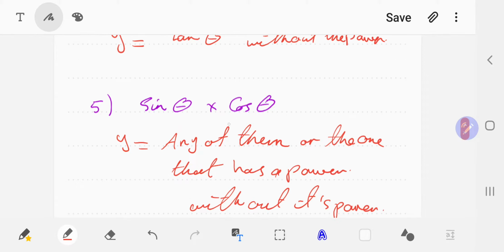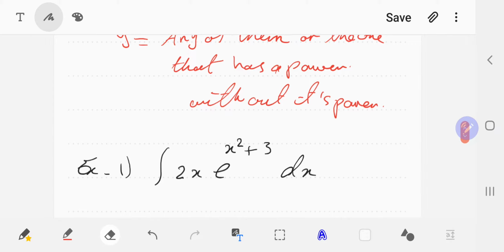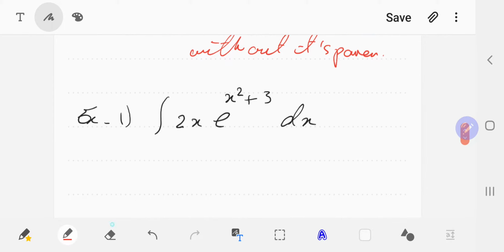What if I have sine times cosine? Well, actually, any of them can give the derivative. The derivative can give you the other one, so you choose any of them. Or if one of them has a power, for example, sine to the power of 3 or cosine to the power of 3, you can choose the cosine, but again, without its power. Let's try to do some examples on this.